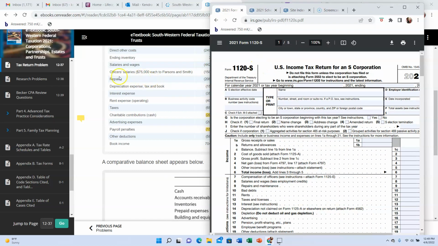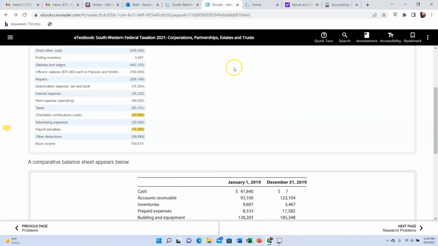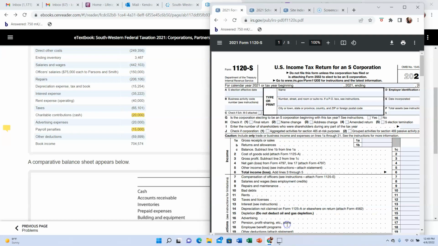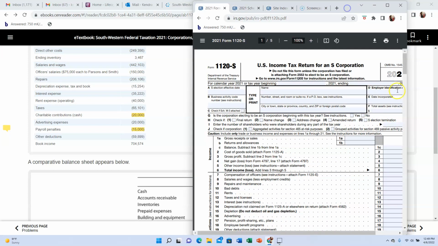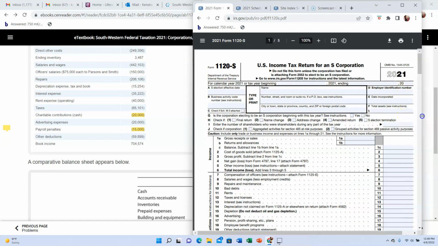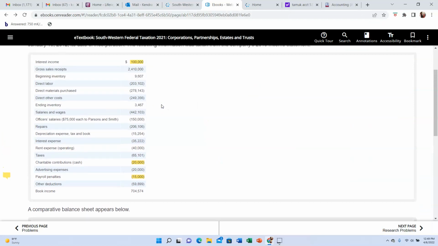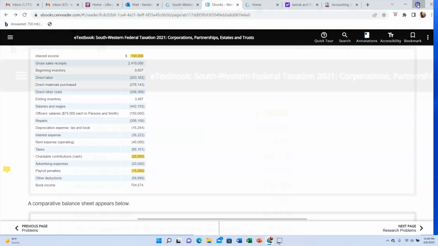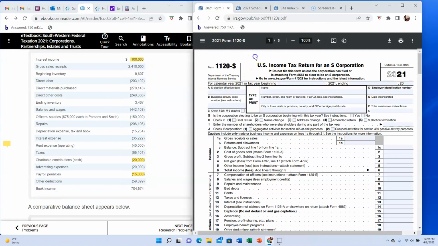I just pulled open the book to get the numbers. Can I see that? Yes, I can. Okay, so we can do it like that. All right, now you just need to fill out the form. Complete the form. Maybe I should go ahead and make this half a screen too.